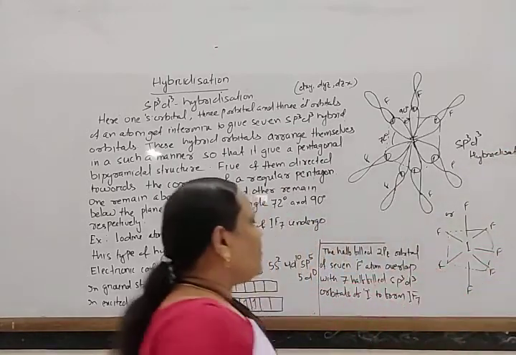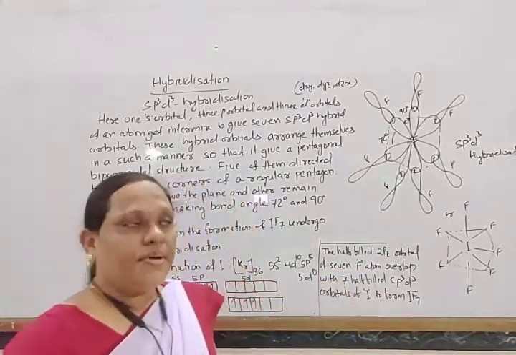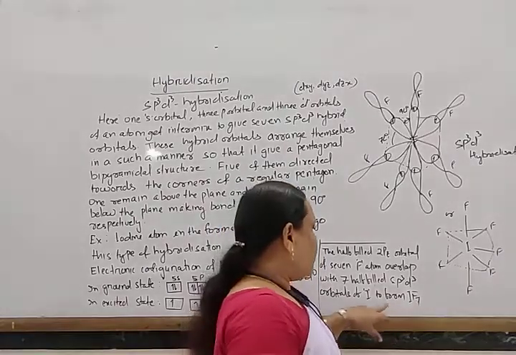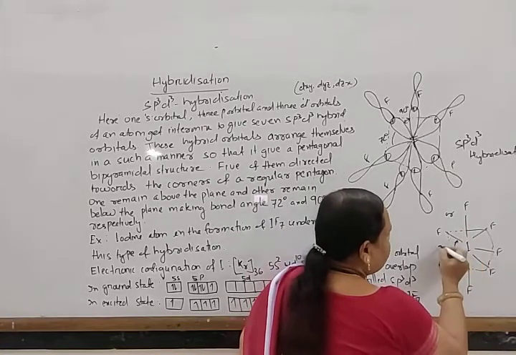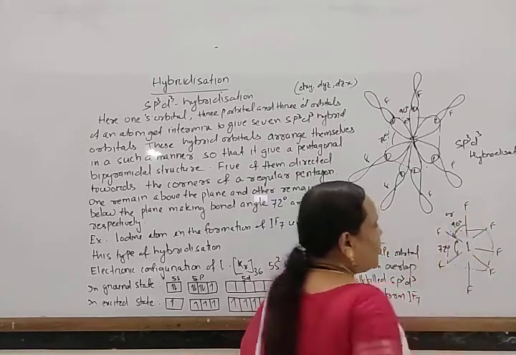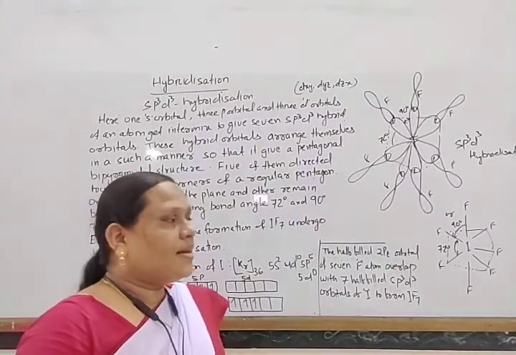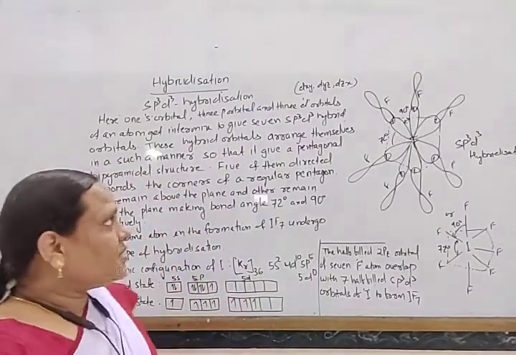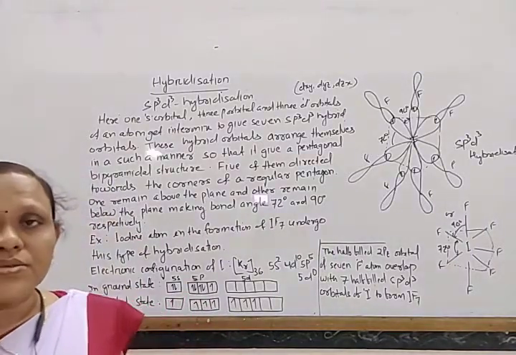And after that, the half-filled 2pz orbitals of 7 fluorine atoms overlap with 7 half-filled sp3d3 orbitals of iodine to form IF7. So here the bond angle is 72 degree, and here the bond angle is 90 degree. So the equatorial angles are 72 degree, and the angle between the axial and equatorial plane is 90 degree. So this is a simple idea about hybridization. So note down these points.